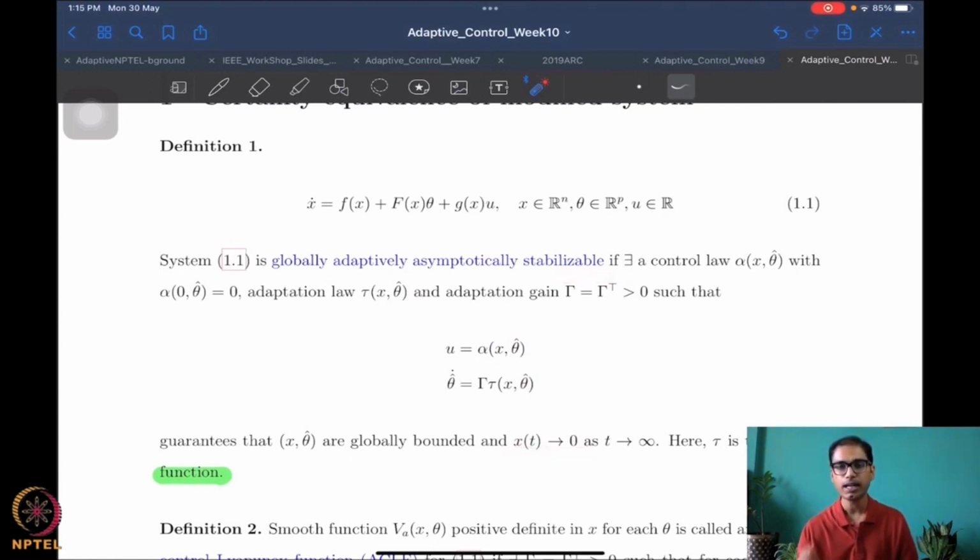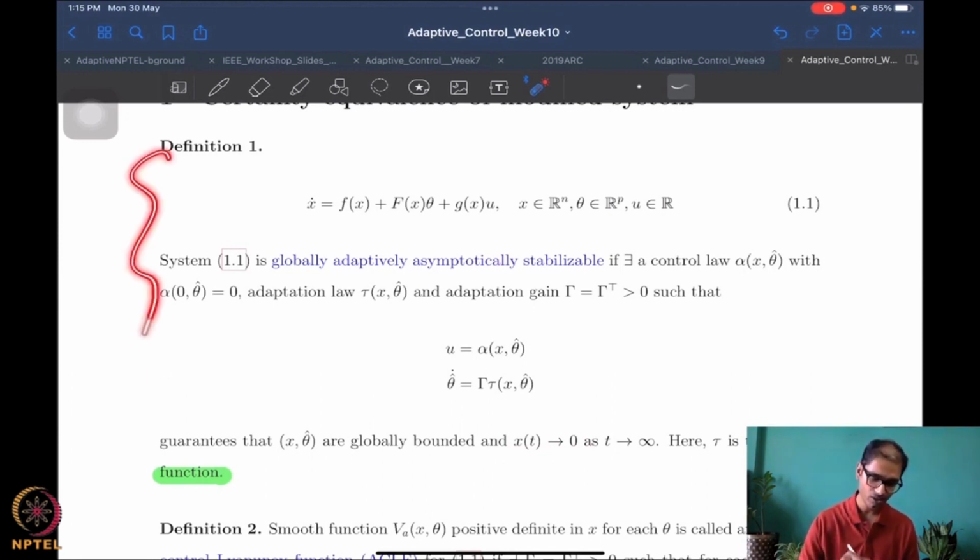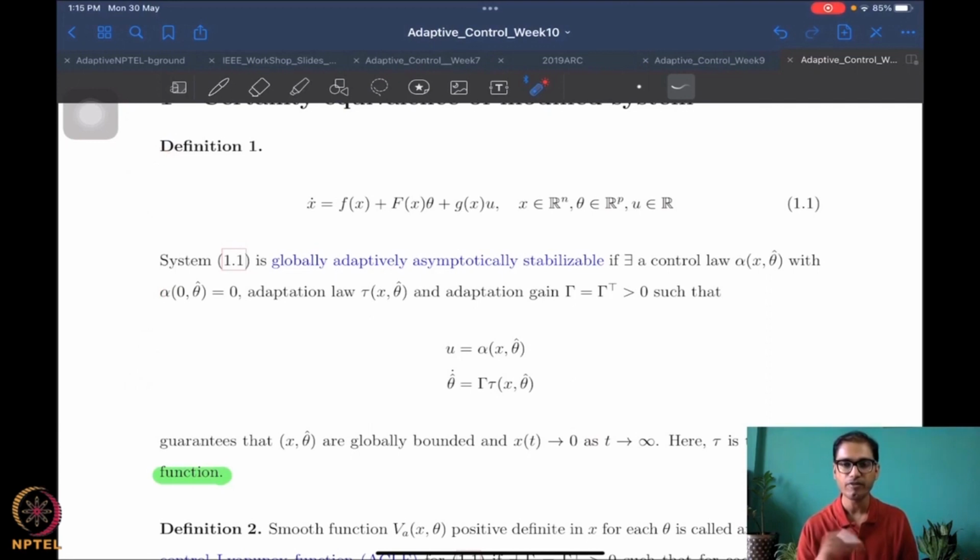What we want to do in the subsequent session is talk about the ACLF, the adaptive control Lyapunov function. But in order to do that, I realized that all of you need a little bit of a refresher, at least on control Lyapunov functions themselves. So that's what we will do.